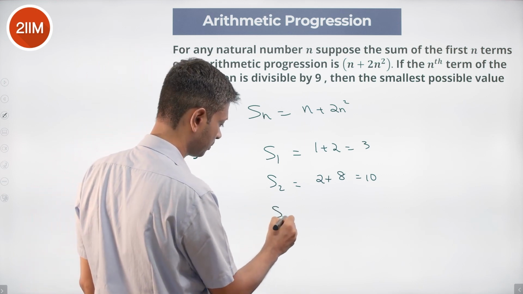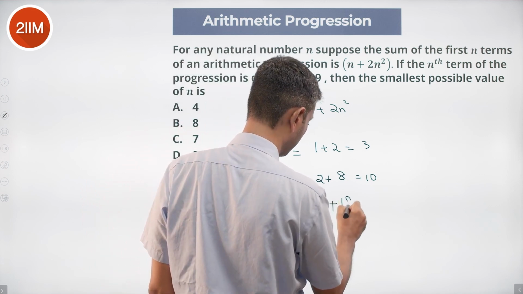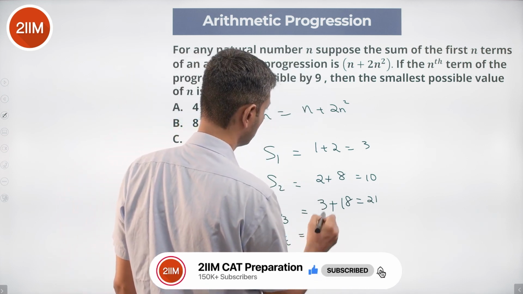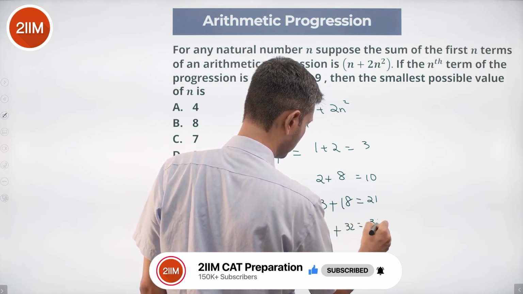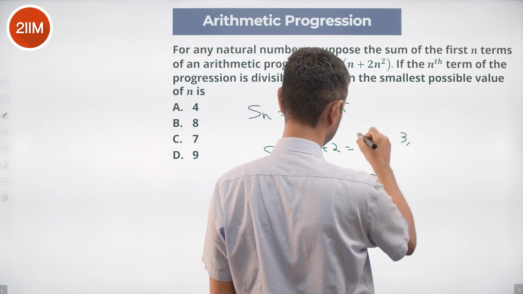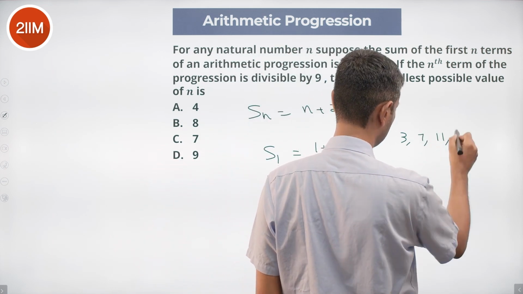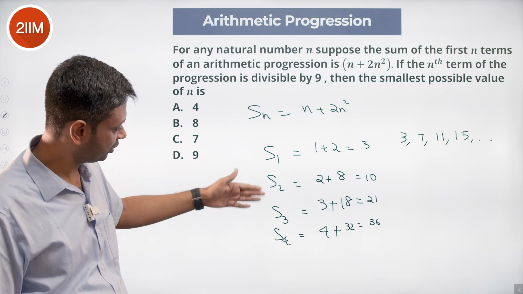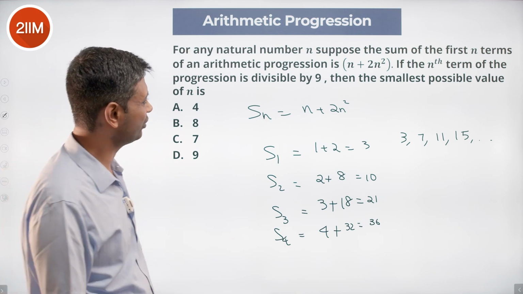Sum up to 3 terms: 3 plus 2 into 9 is 18, this is 21. Sum up to 4 terms: 4 plus 2 into 16 is 32, this is 36. So the first term is 3. Second term is 10 minus 3, 7. Third term is 21 minus 10, 11. Fourth term is 15, and so on. First term, sum up to one term, two terms, subtract this minus this, that's the second term. This minus this, that's the third term. This minus this, that's the fourth term. So we've got our sequence.